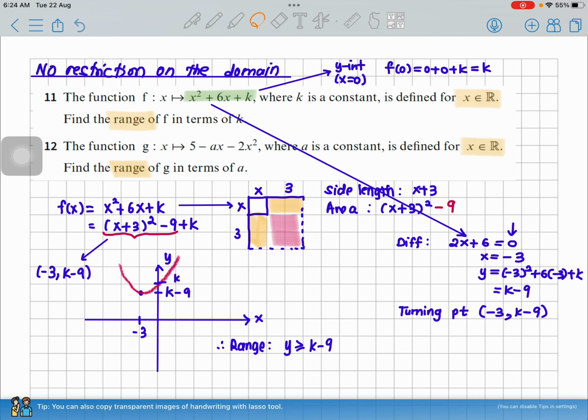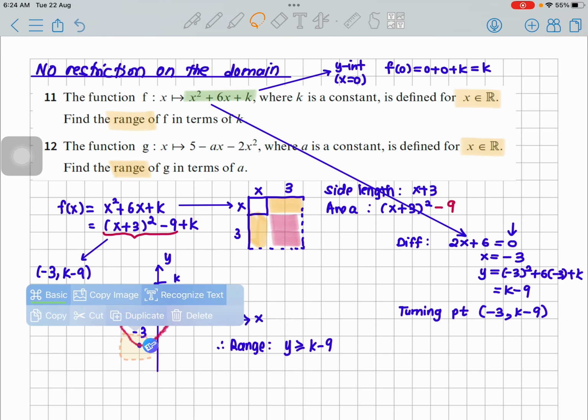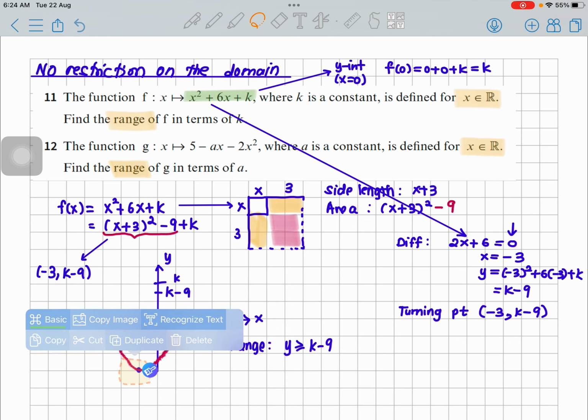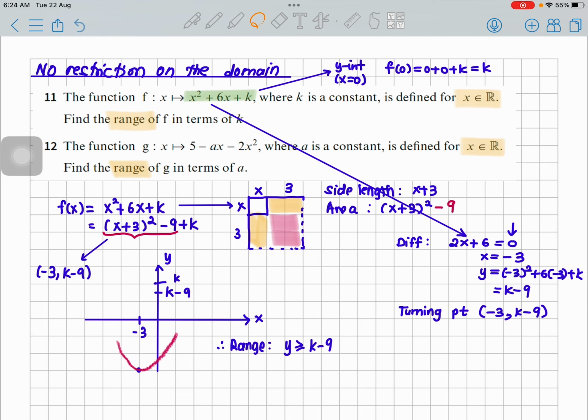Okay, let's say you are not very sure. What could have happened if you were to draw this somewhere at the bottom? If I were to do this, I would have plotted this part as my k minus 9. And I still know the lowest value is k minus 9 for the y. My minimum y value is k minus 9 and my range is anything more than that. So if you're unsure, it's okay.